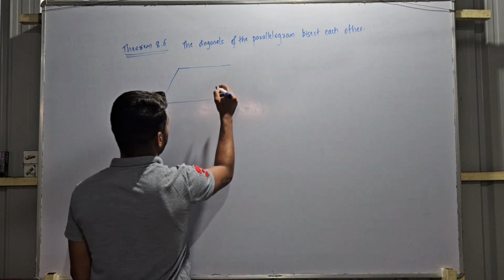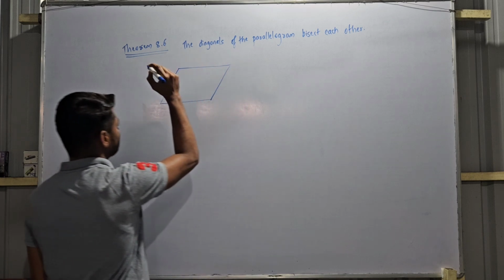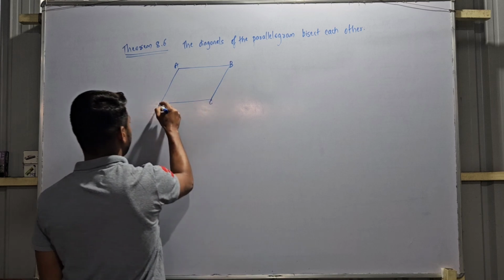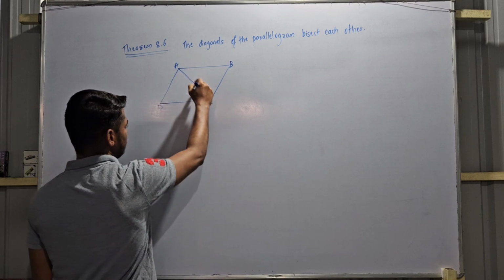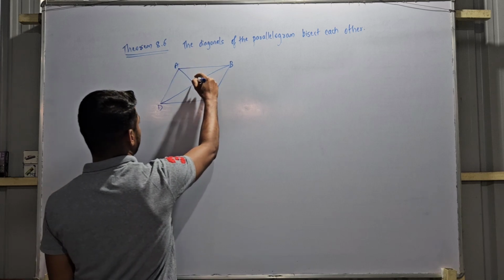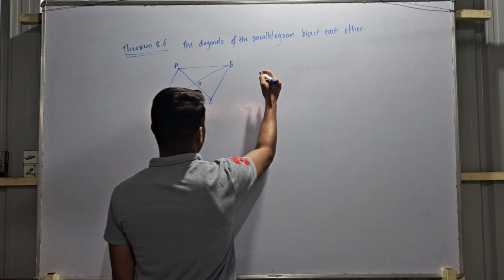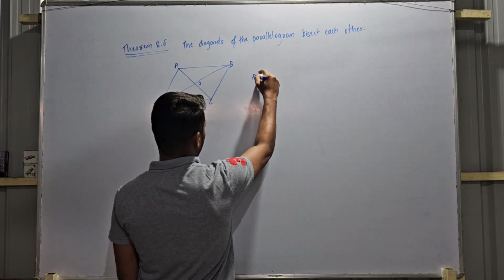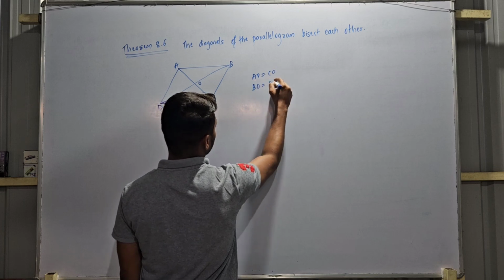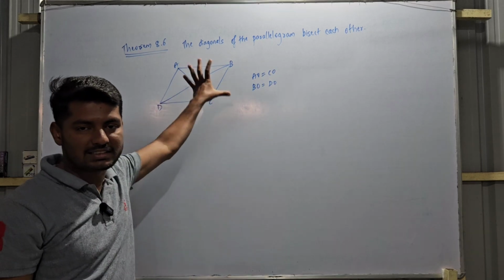Let this be a parallelogram ABCD. Here AC is one diagonal and BD is another diagonal. Here what they will tell us is AO equal to CO and BO equal to DO. That is, the diagonals bisect each other.